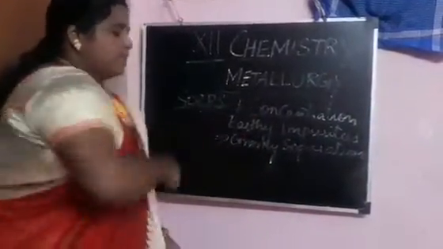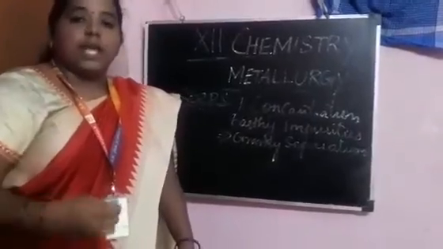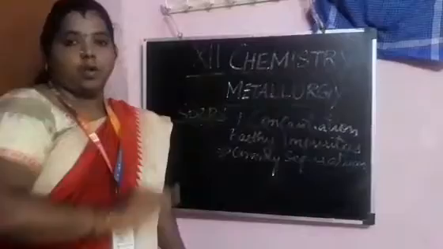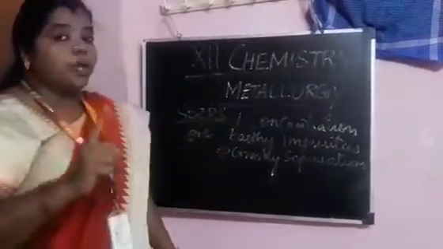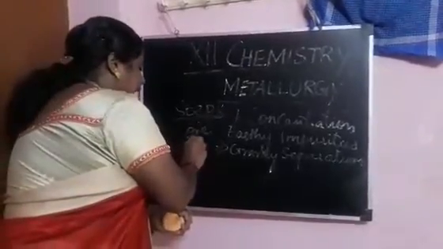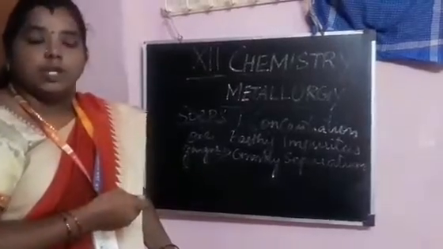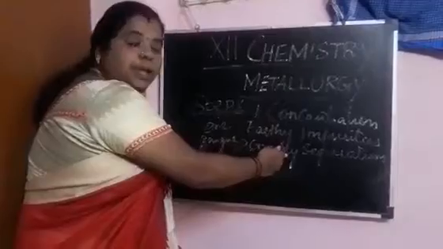So the first step is gravity separation. Gravity separation means we have to remove the higher concentration from the lower concentration. For that, the ore should always be in the higher concentration. And the gangue, which is the impurities, will be in the lower concentration. Then only this method will be applicable.